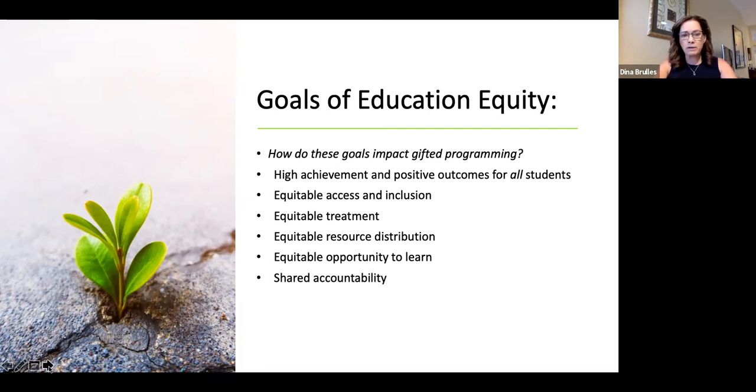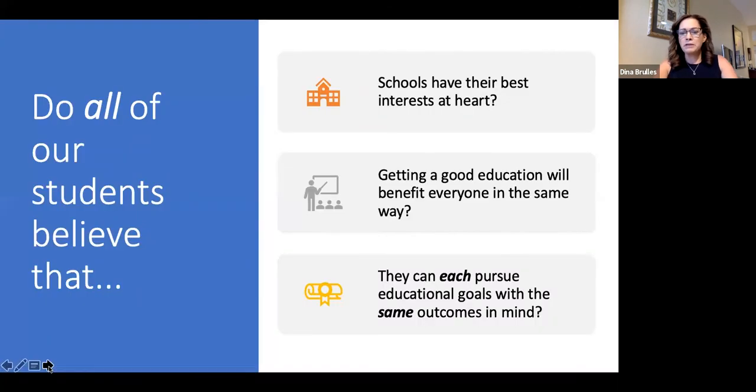But before you move on, I want to tell you about, oh, I was ahead of myself. Okay, so these are three questions I want you to think about. Do all the students in your schools believe that the schools have their best interests at heart? Do they all believe that getting a good education will benefit everybody in the same way? And do they all believe that each can pursue educational goals with the same outcomes in mind?